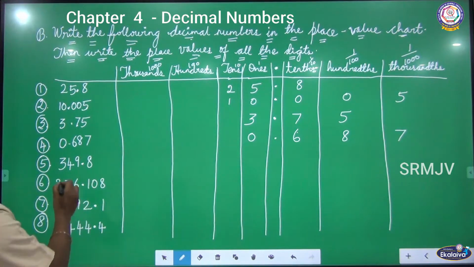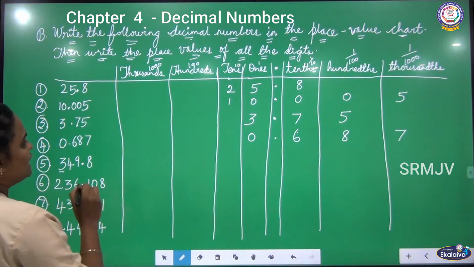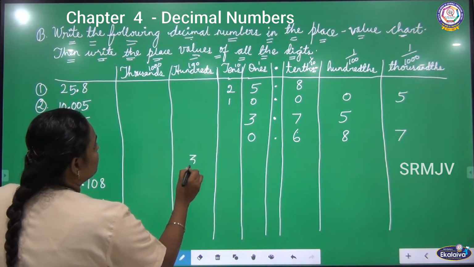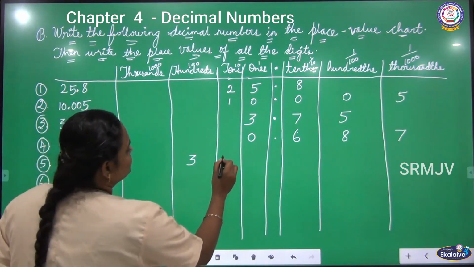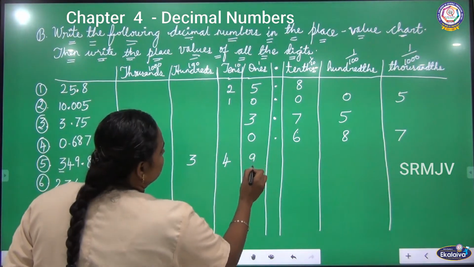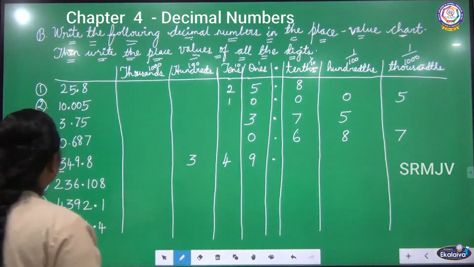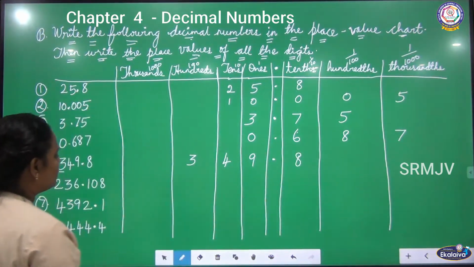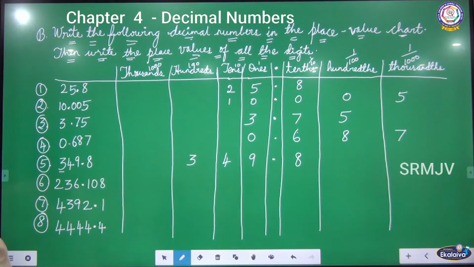Next one, 349.8. So what is the place value of 3? Place value of 3 is 100. So near 100 you write 3. Next place value of 4 is tens. Next place value of 9 is ones. Then decimal, and then 8 is in tenth place. So you write 8 is in tenth place.